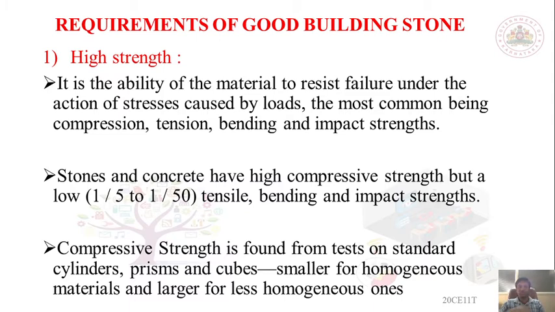Compressive strength is when load is applied from both sides, from the bottom as well as from the top. Tensile strength is when the material is pulled, with the forces acting in opposite directions. Bending strength is when the stone or any material is placed between two supports, and the load is given at the center or at any point of the span. That is bending, whether it is able to bend or not.